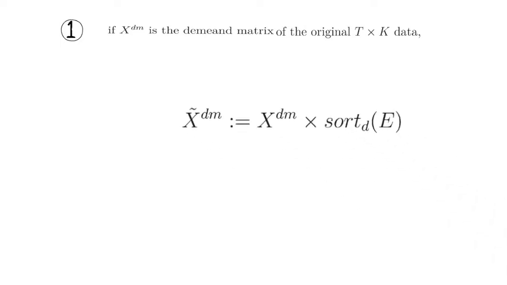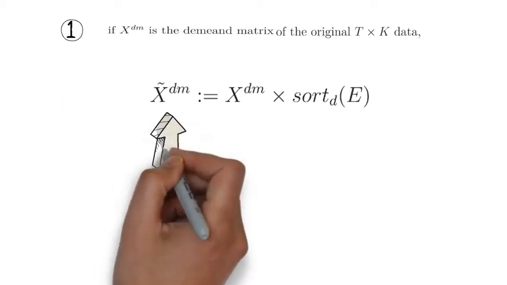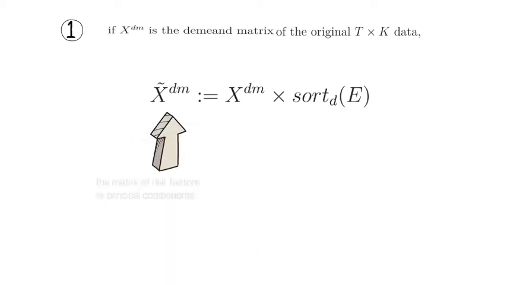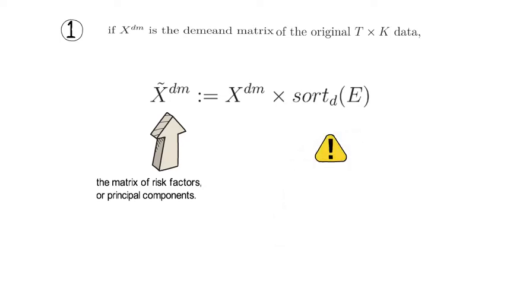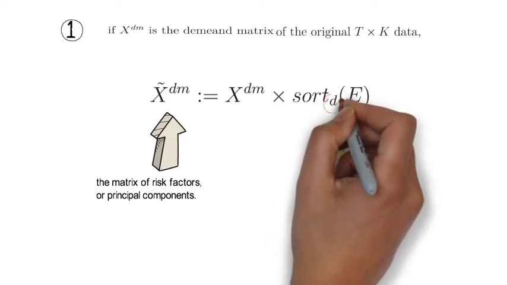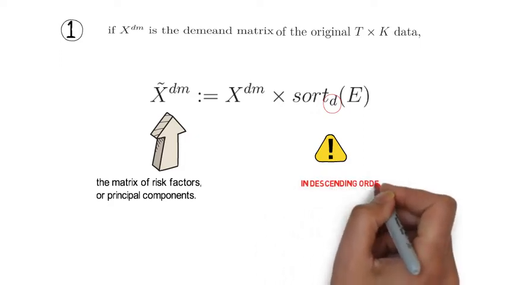If X_dm is the demeaned matrix of the original T times K data, then X tilde dm coincides with the following expression. And note that X tilde dm represents the matrix of risk factors, or you can also say, these are the principal components. Notice that I'm using here explicitly the D index to highlight that you've sorted the eigenvalue and eigenvector matrices in descending order.